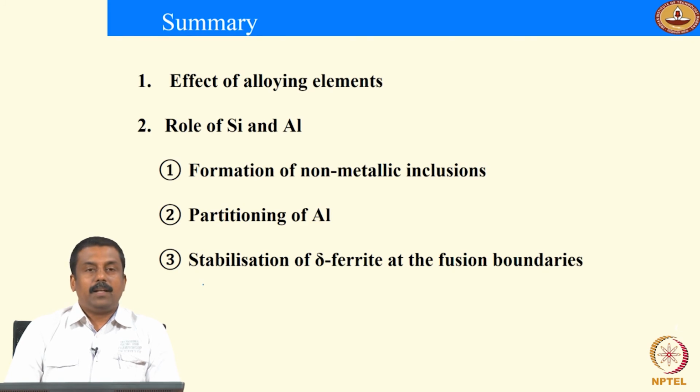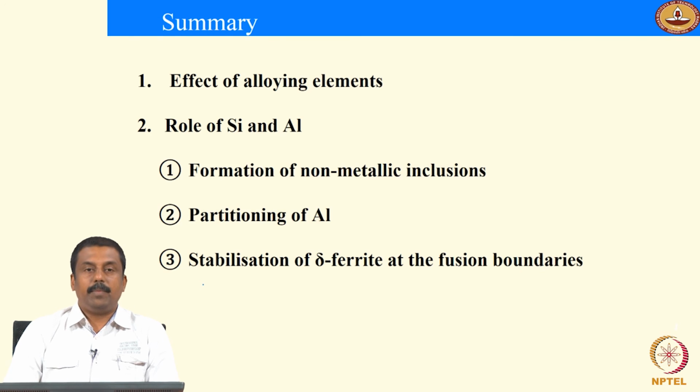So we looked at the role of alloying elements during solidification of the weld pool in a typical TRIP steel composition. We looked at two important alloying elements that are added in TRIP steel to stabilize retained austenite, silicon and aluminum. The silicon and aluminum additions to the material chemistry lead to the formation of non-metallic inclusions.